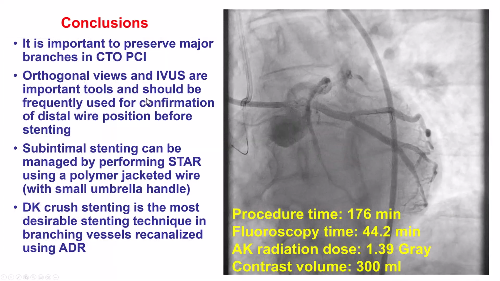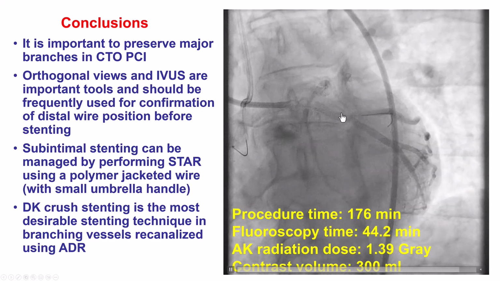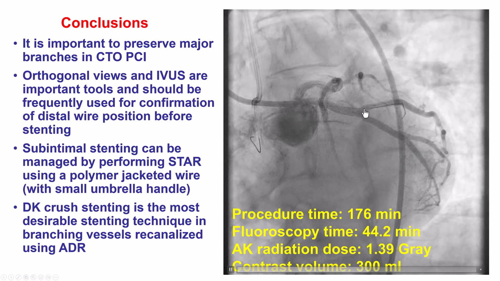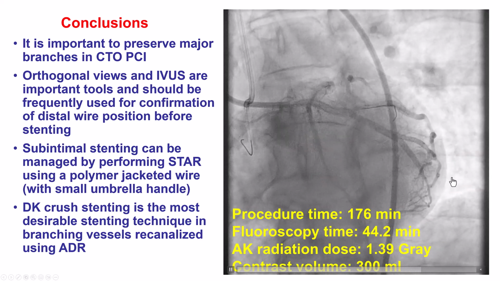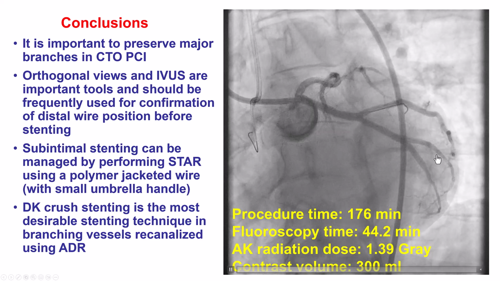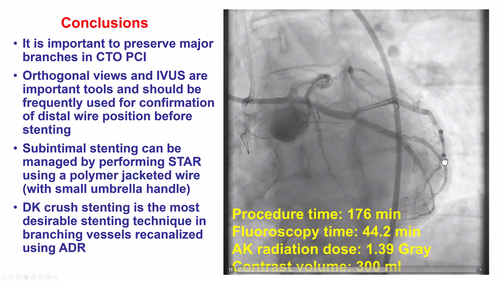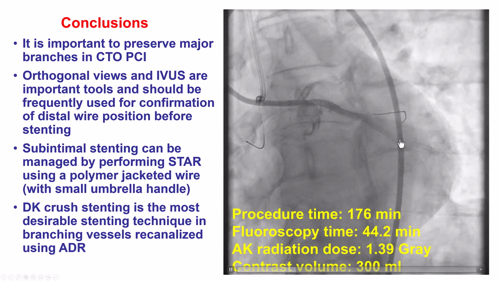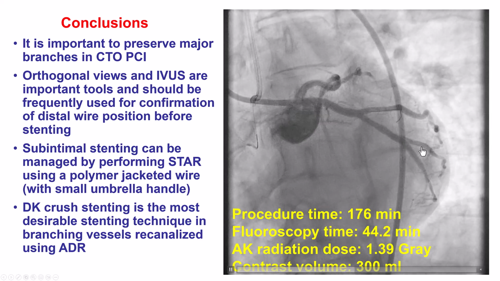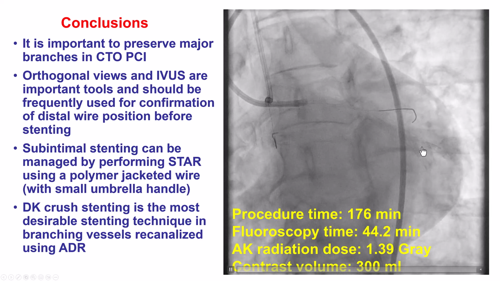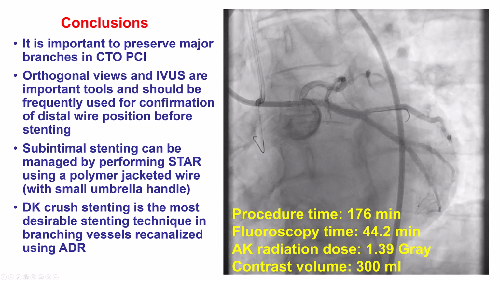What are the key lessons from this case? The first one, which is one of the basic rules of CTO, is to not stent until you confirm that your wire has been in the distal true lumen. We thought that we were in true lumen. However, on more careful inspection later on, we realized that the wire was not in the true lumen, which is why when we stented, we did not have any flow. We initially thought that there was a distal edge dissection, but that was not correct. The issue was that we had never re-entered into the true lumen.